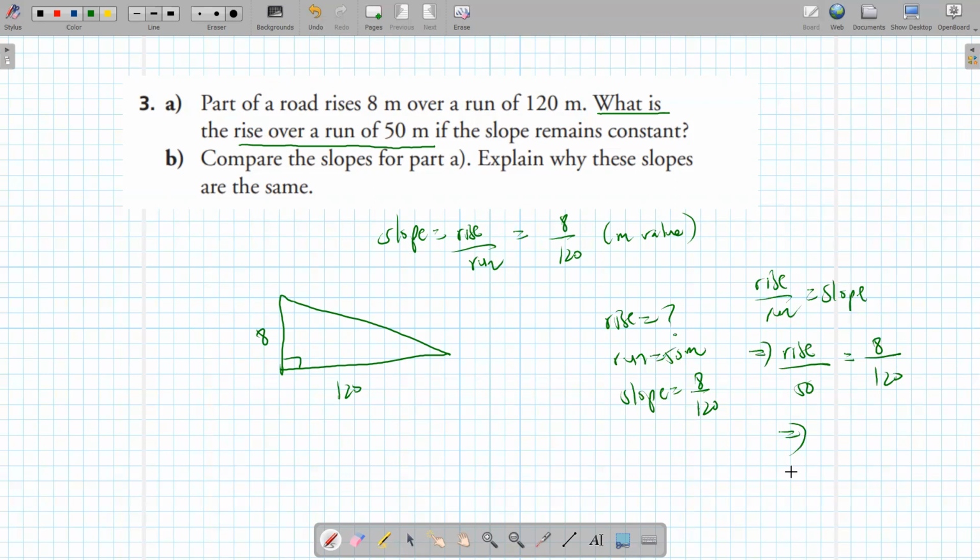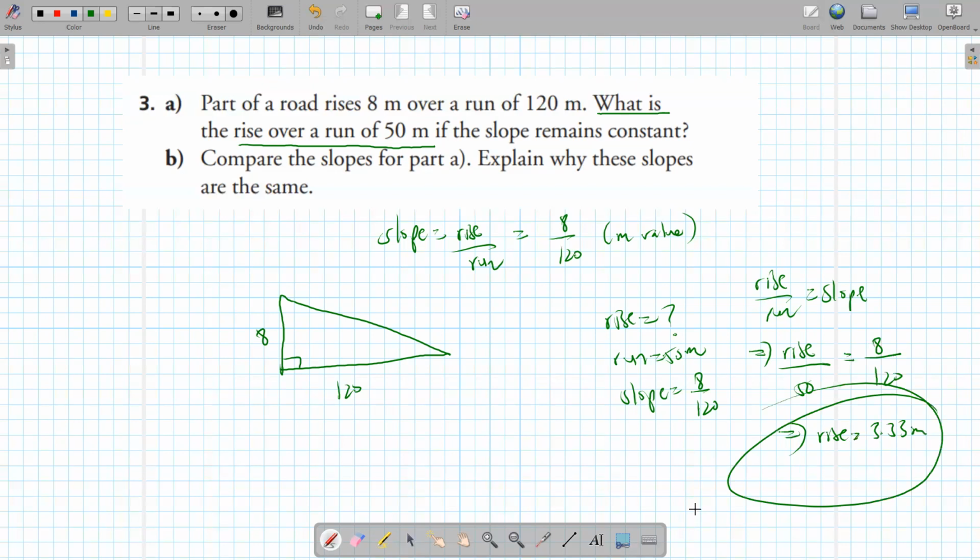You want to do something on both sides. Multiply by 50. So 8 divided by that over that is 3.33 meters. So rise is 3.33 meters.